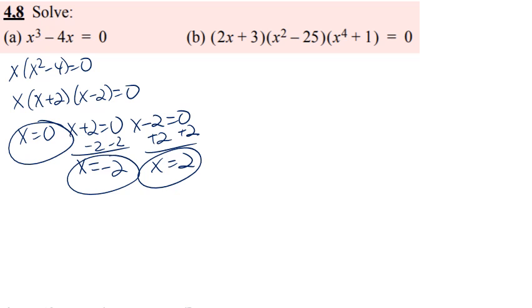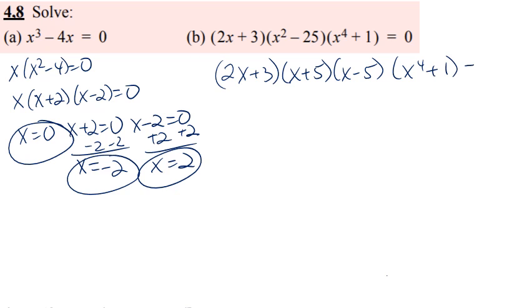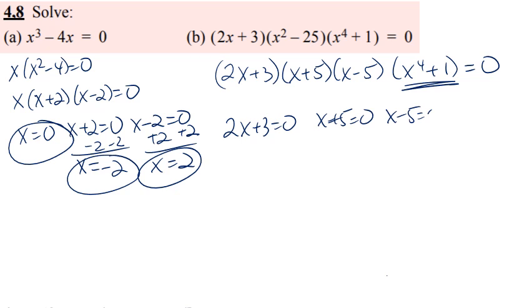Okay, so the next one, sorry, 2x plus 3. I have to factor the difference of squares in the middle. And this next part, there's nothing to factor. This does not factor, so don't even try it. So this is 2x plus 3 equals 0, x plus 5 equals 0, x minus 5 equals 0, x to the 4th plus 1 equals 0.